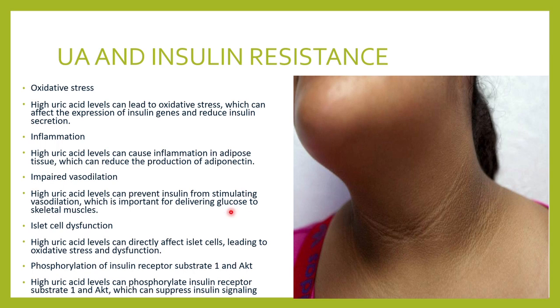So it will cause impaired vasodilation. Because of this high uric acid, it will prevent the insulin from stimulating the vasodilation. This is important because जब ये vasodilation होगा तभी ही हम ग्लूकोज को skeletal muscles के अंदर ले सकते हैं. But जब vasodilation ही नहीं होगा, then we cannot take the glucose inside the muscle tissue, and then insulin resistance develops. It will cause islet cell dysfunction. So all this can cause insulin resistance and diabetes.